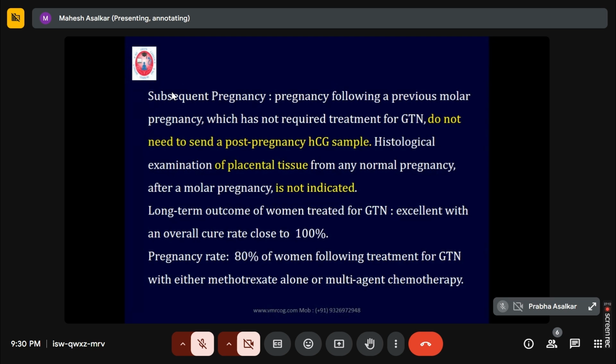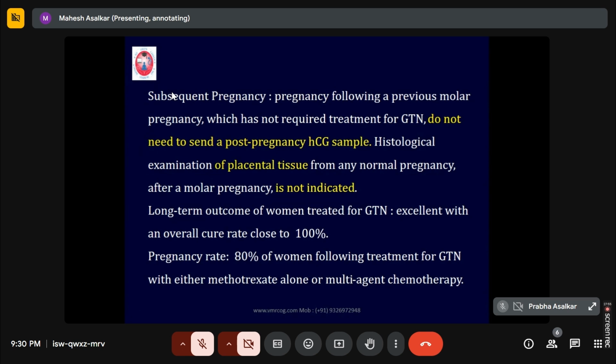Pregnancy following a previous molar pregnancy which has not required treatment for GTN: you don't have to send a post-pregnancy SCG sample. So the patient had a previous molar pregnancy, and treatment for GTN was not required. You don't have to send the sample in the next normal pregnancy. Also there is no need for sending the histopathology of the placenta in the current normal pregnancy. So after molar pregnancy it is not indicated. Previous molar pregnancy, now normal pregnancy, no need to send the beta SCG after delivery, follow-up or the placental tissue following the normal delivery.